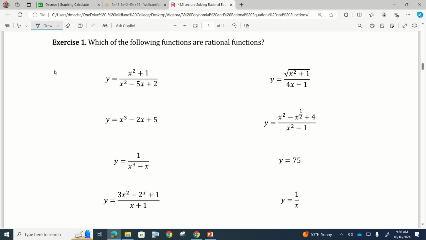Okay, so this function on the top left, is that a rational function? Yes, it's a ratio of two polynomials. It's a rational function. Is this one a rational function? No, because the square root messes it up, right? The numerator is not a polynomial. Is this a rational function?